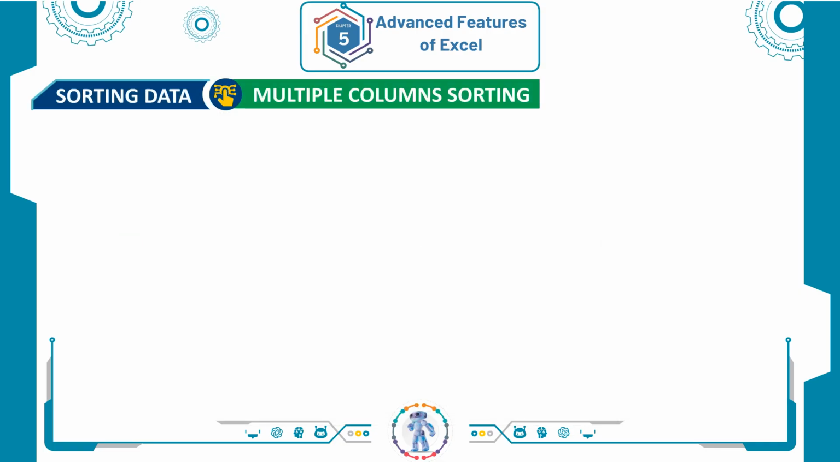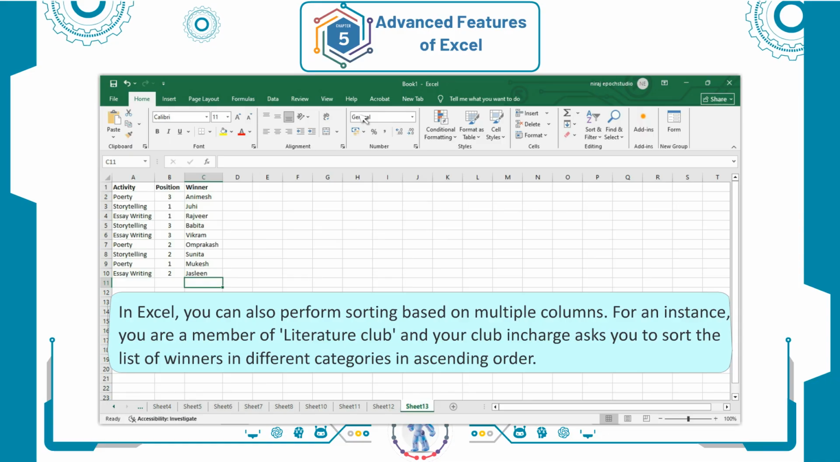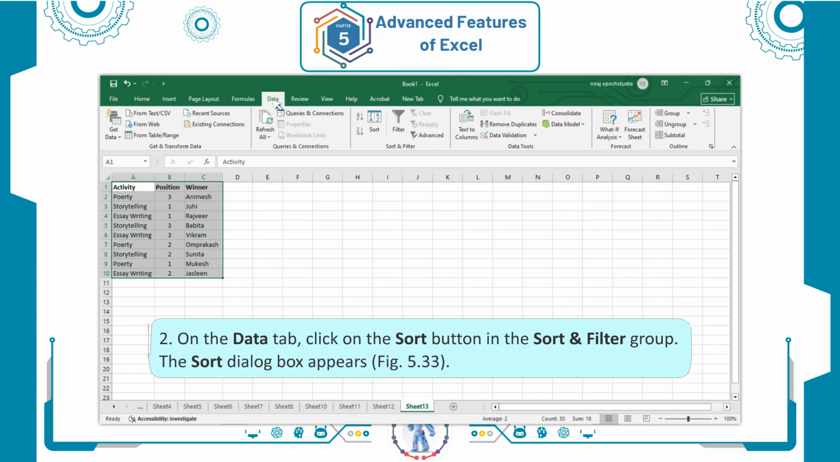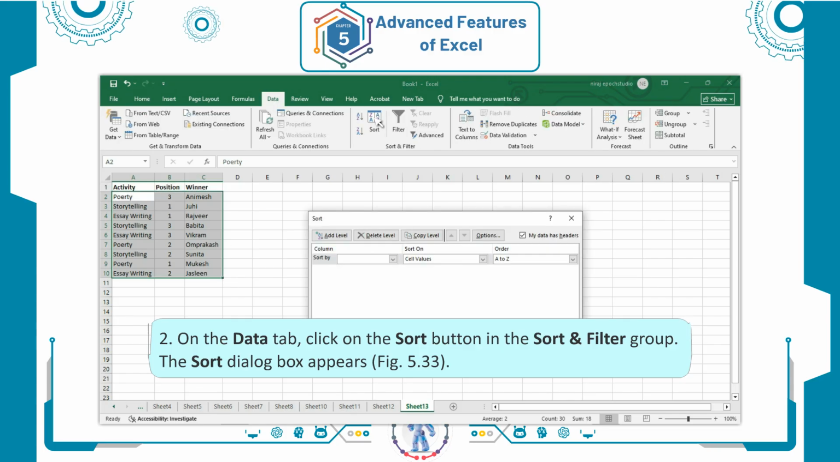Multiple column sorting. In Excel, you can also perform sorting based on multiple columns. For instance, you are a member of the Literature Club and your club in charge asks you to sort the list of winners in different categories in ascending order. 1. Select any cell within the data range, that is A1:C10, Fig. 5.32. 2. On the Data tab, click on the Sort button in the Sort and Filter group. The Sort dialog box appears.